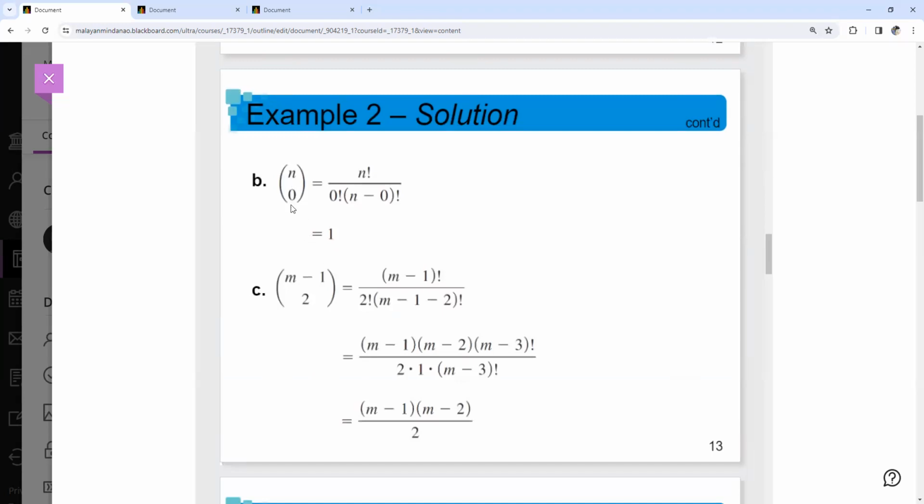And n choose 0, where n here can be any number, is n factorial over 0 factorial times n minus 0 factorial. So the n factorials cancel out. What you're left with is 1 divided by 0 factorial, and 0 factorial is by definition equal to 1.